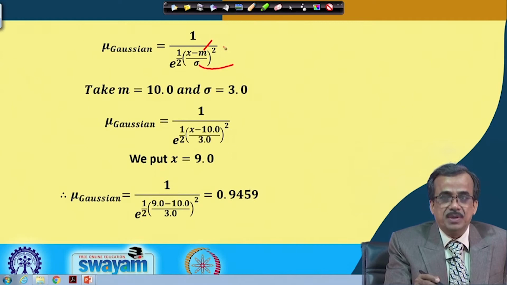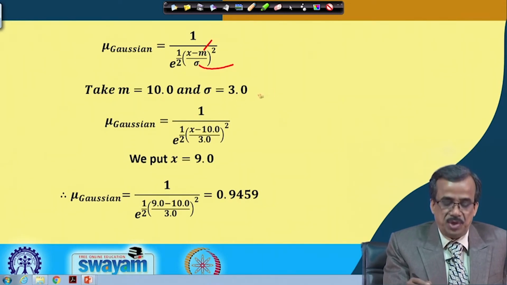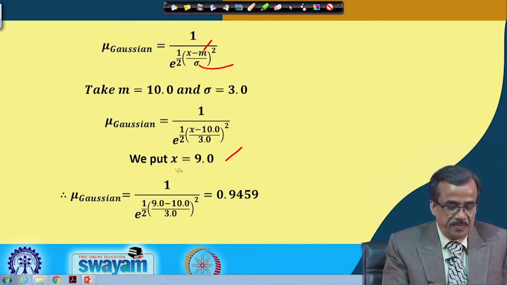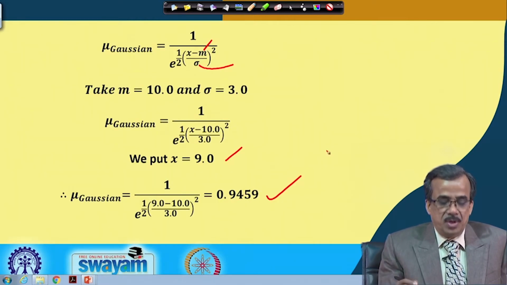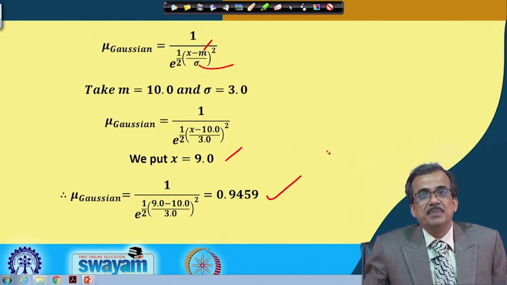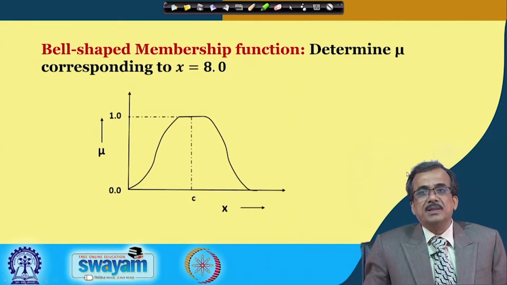Now, we are going to substitute the values m equals 10.0 and the standard deviation equal to 3.0. So, we will be getting this particular expression, mu Gaussian is nothing but 1 divided by e raised to the power half ((x minus 10) divided by 3) squared, and now we put x equals 9.0. Then mu Gaussian is 1 divided by e raised to the power half ((9.0 minus 10.0) divided by 3.0) squared, and if you simplify you will be getting 0.9459. So, we can find out the value of the membership function corresponding to the Gaussian distribution. This is how to tackle the Gaussian distribution.